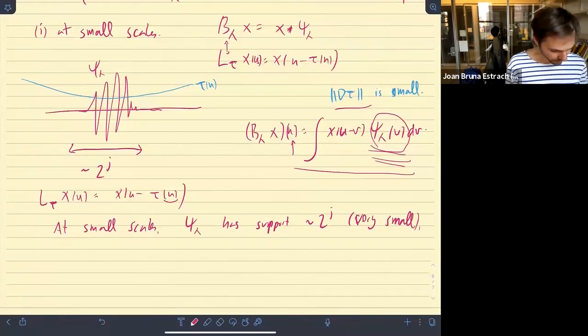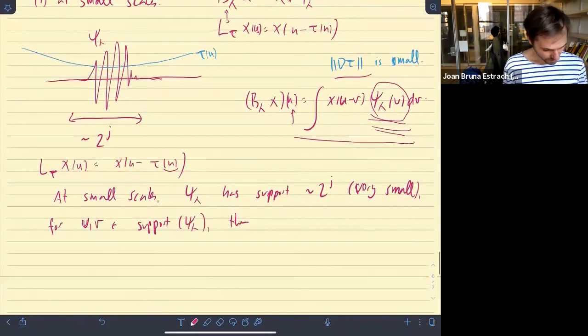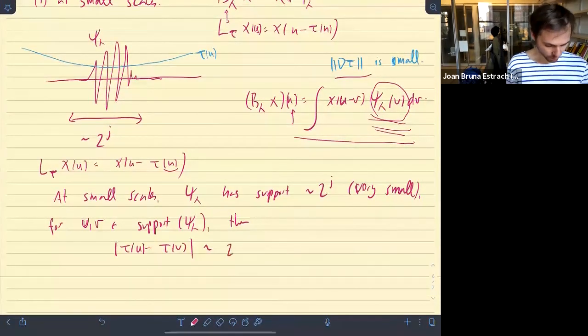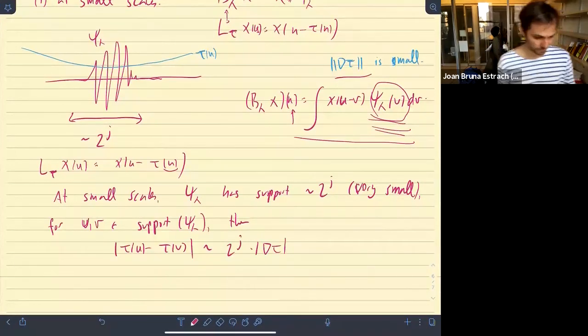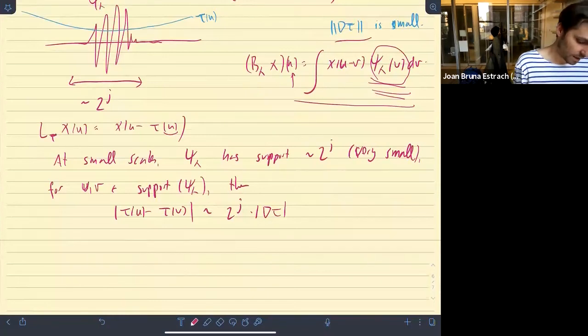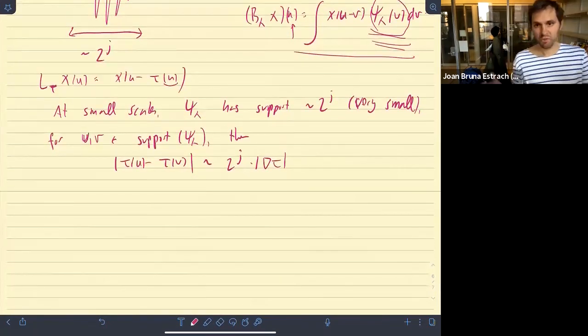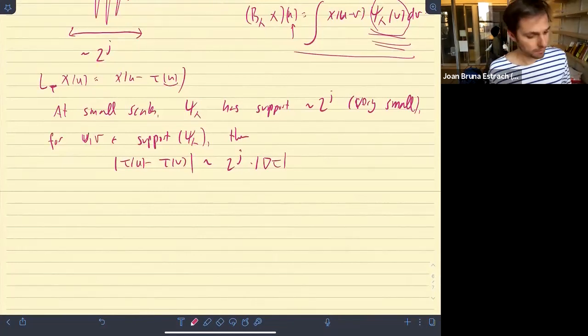And I know that for U and V that are in the support of psi lambda, then psi minus U minus psi minus V is proportional to 2 to the J times the gradient of tau. Okay? And so I can basically leverage this property to show that the commutation error for this particular output is small.